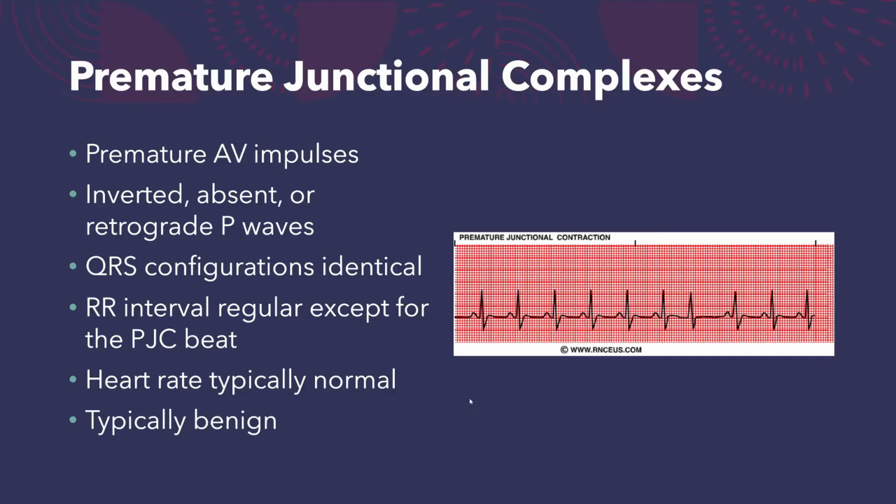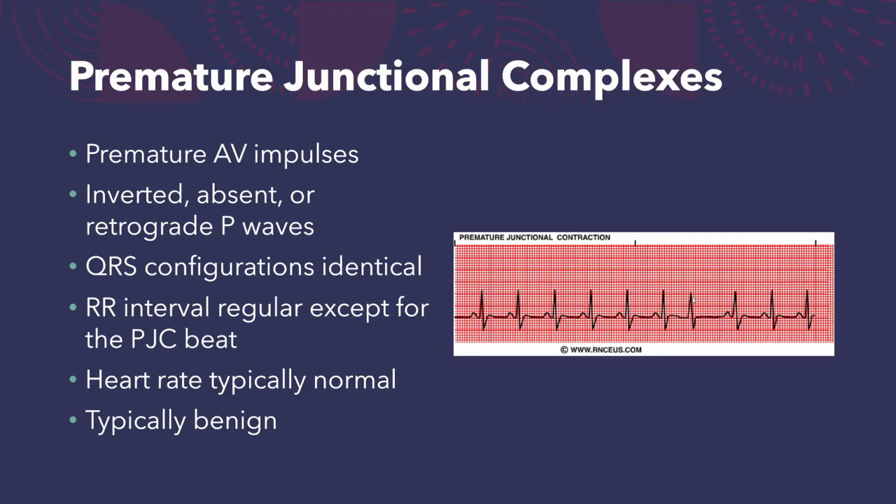What does that mean? Well, this is a normal sinus rhythm. Normal, normal, normal. What is this? There's no P wave. There's an absent P wave. That's a junctional complex. It could also be inverted, upside down, or it could be retrograde. Retrograde means it happens on the other side of the QRS complex. You have a QRS complex followed by a P wave. That would be very unusual.